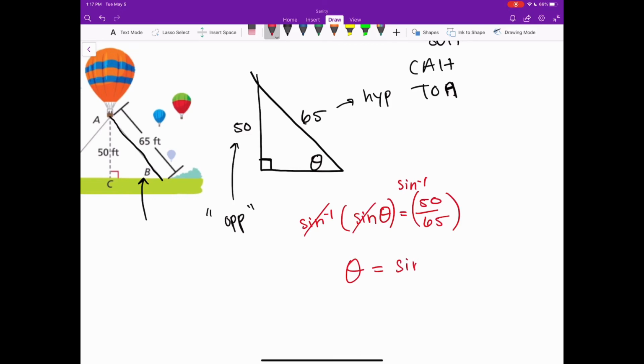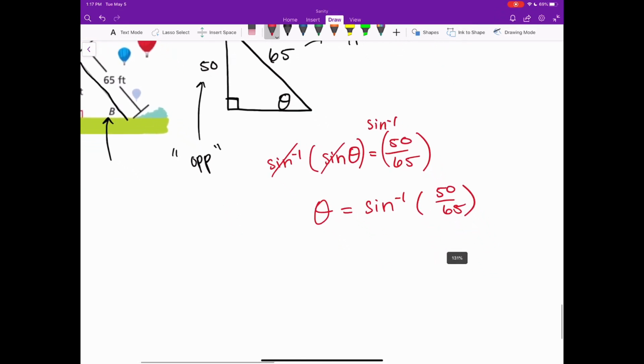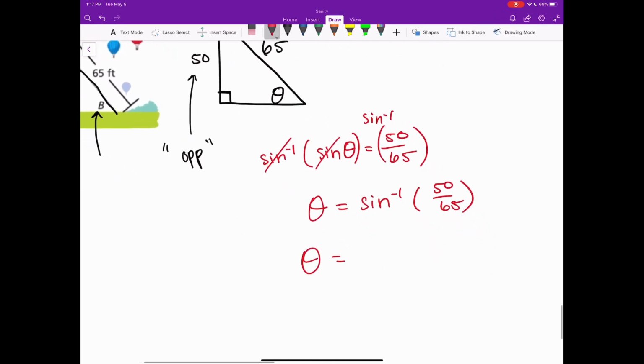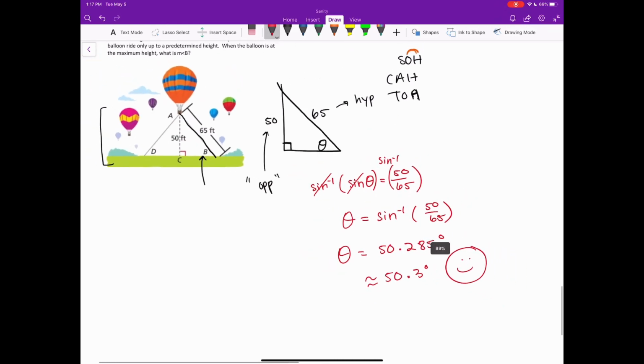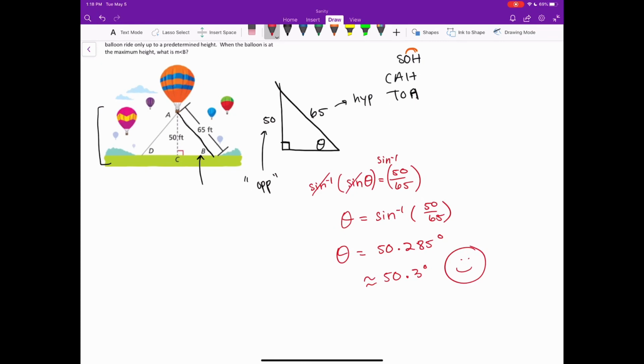I'm going pretty quick here. Theta equals sine inverse of 50 over 65. And then you can just type that into your calculator, just like what we did here. You're going to get an angle measure of about 50.285 degrees. And I'm just going to round that to about 50.3 degrees. Smiley face, woohoo! Inverse of cosine and sine.